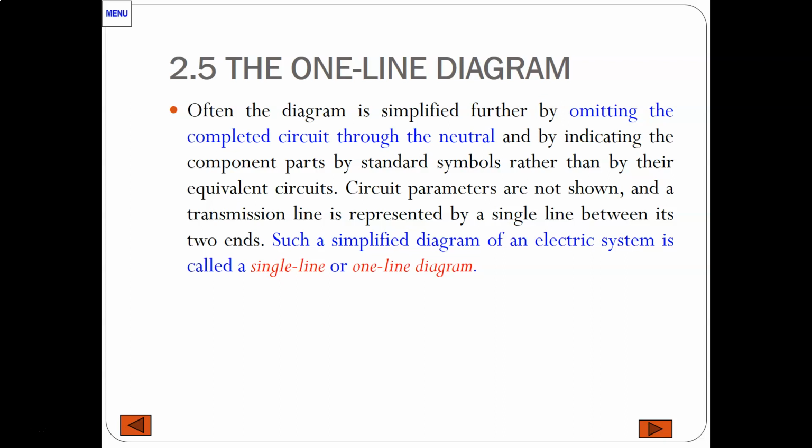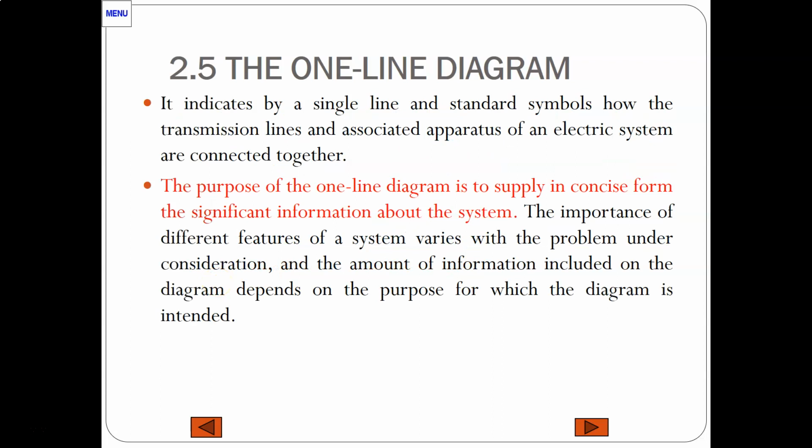We will soon have an example. Such a simplified diagram of an electrical system is called a single-line or one-line diagram. It indicates by a single line or standard symbol how the transmission lines and associated apparatus of an electric system are connected together. The purpose of the one-line diagram is to supply in concise form the significant information about the system.